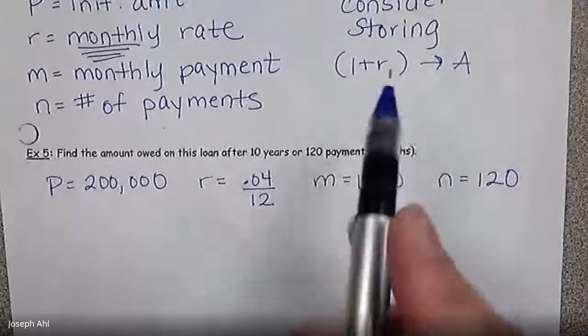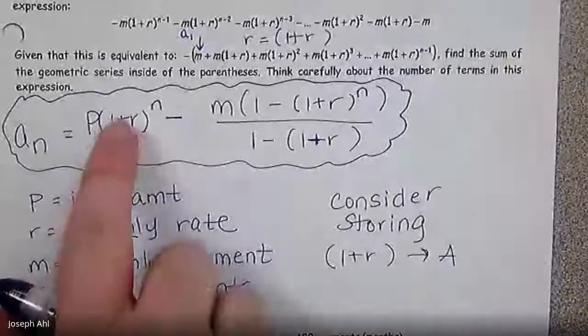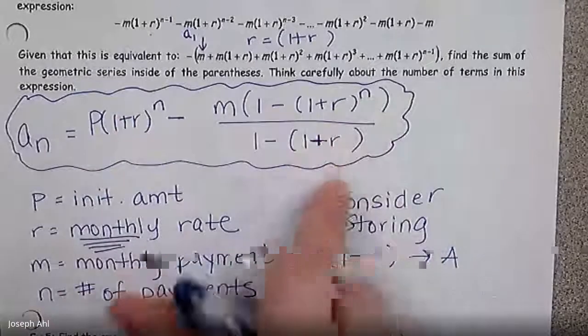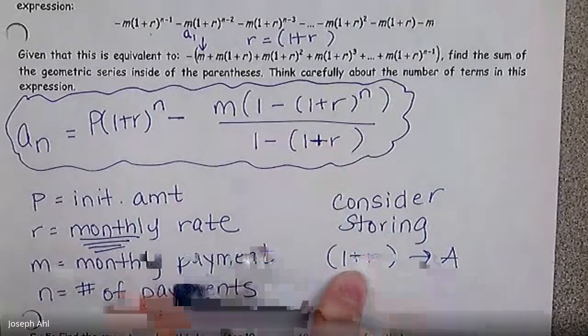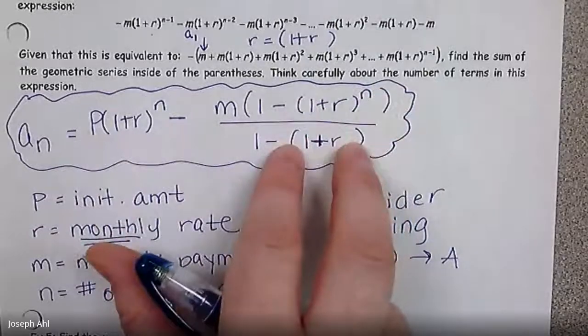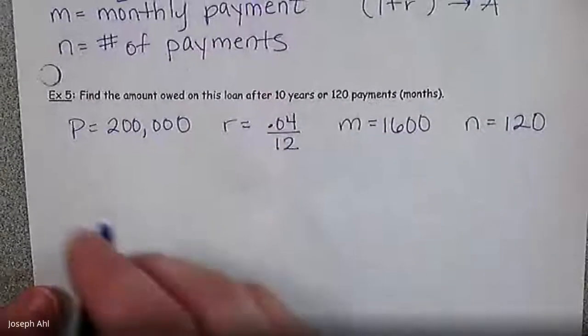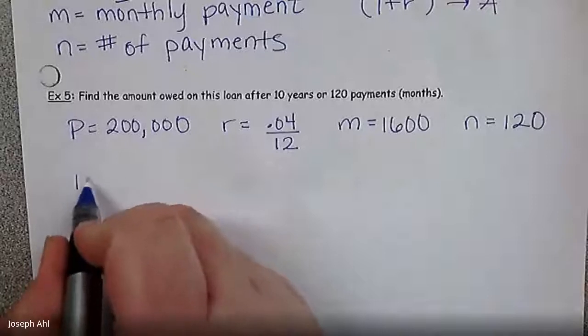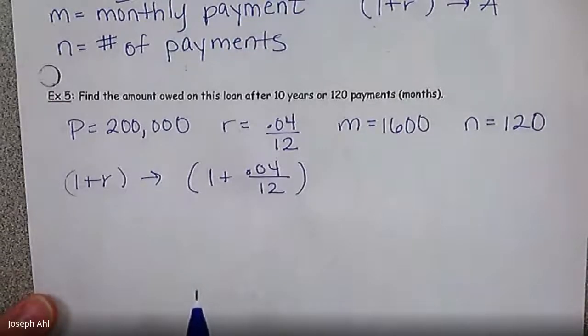Okay, so here's what I'm going to do. Here's my suggestion from earlier. Every time I have 1 plus r, which is here, here, and here, I have 1 plus r in 3 places. It's going to get pretty messy if I type that into 3 different locations. Considering that, what does 1 plus r really look like? 1 plus r, that quantity, is 1 plus 0.04 over 12.